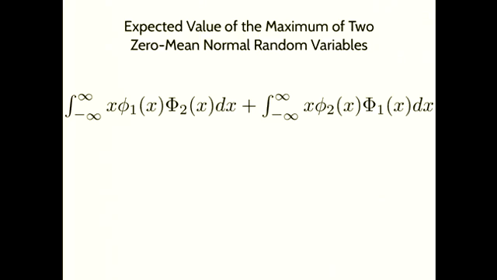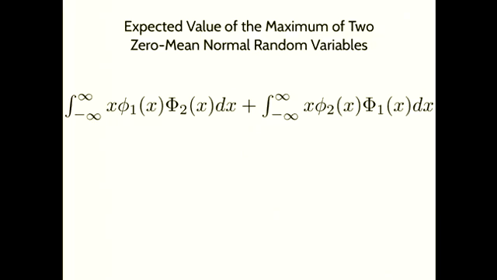So phi1 is the probability distribution function, the PDF of one of our variables. Phi2 is the PDF of the other variable, and the capital phi's are the corresponding cumulative density functions. So what does this thing on the left-hand side say? Well, this is the probability, it's a density, but let's pretend. This is the probability of getting a particular value of x for our first variable. This is the probability that the other variable takes a value less than that. So the product is the probability that our first variable takes that value and the second variable is less.